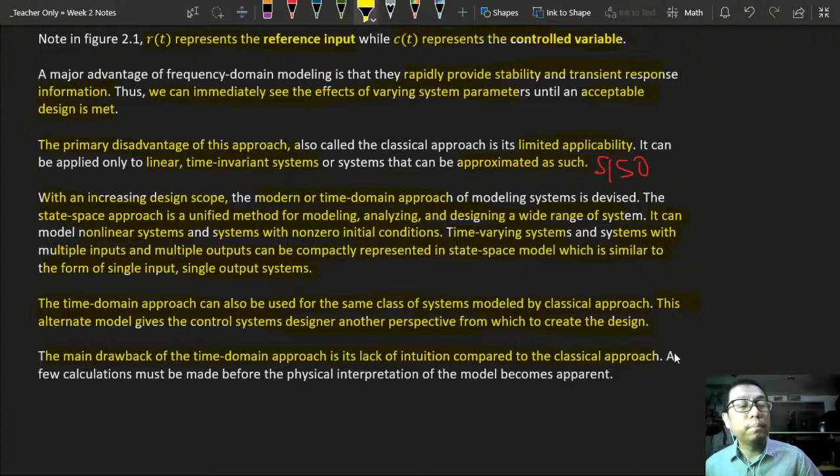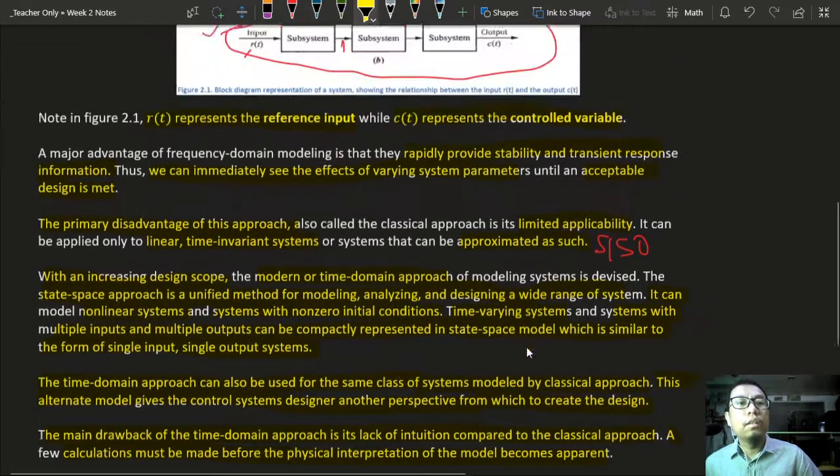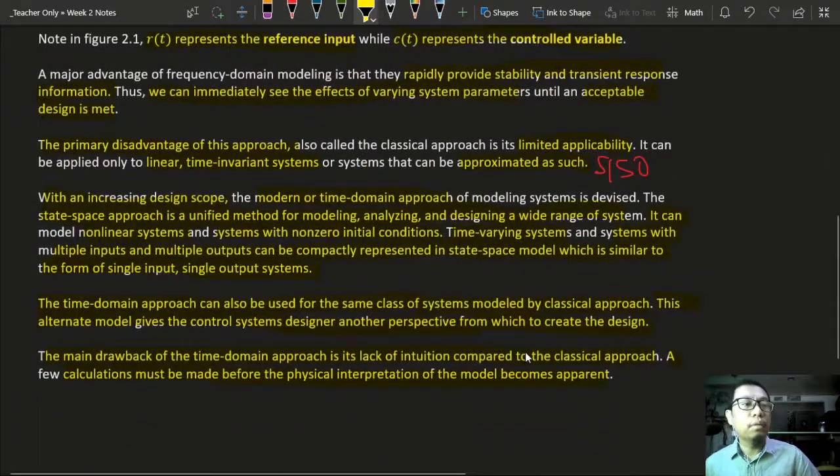Isa pa, yung mga tools na kailangan natin para magamit ng maayos yung time domain approach could also be medyo complex din. It requires the use of the tools of linear algebra since sa time domain approach you would be dealing with systems of differential equations. A few calculations must be made before the physical interpretation of the model becomes apparent. So sa next topic natin, we will study yung Laplace transform wherein yun yung gagamitin natin to develop transfer function models.